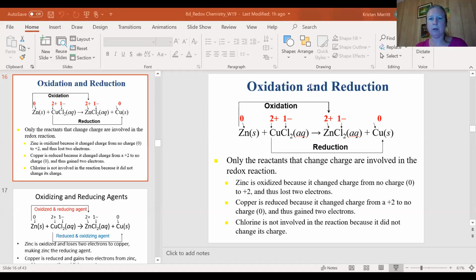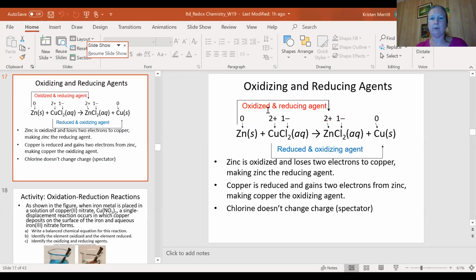Okay, so this is what I just went through. And this is talking about your conjugate, quotation mark conjugate. If the zinc is oxidized, it's the reducing agent. If it's reduced, it is the oxidizing agent.